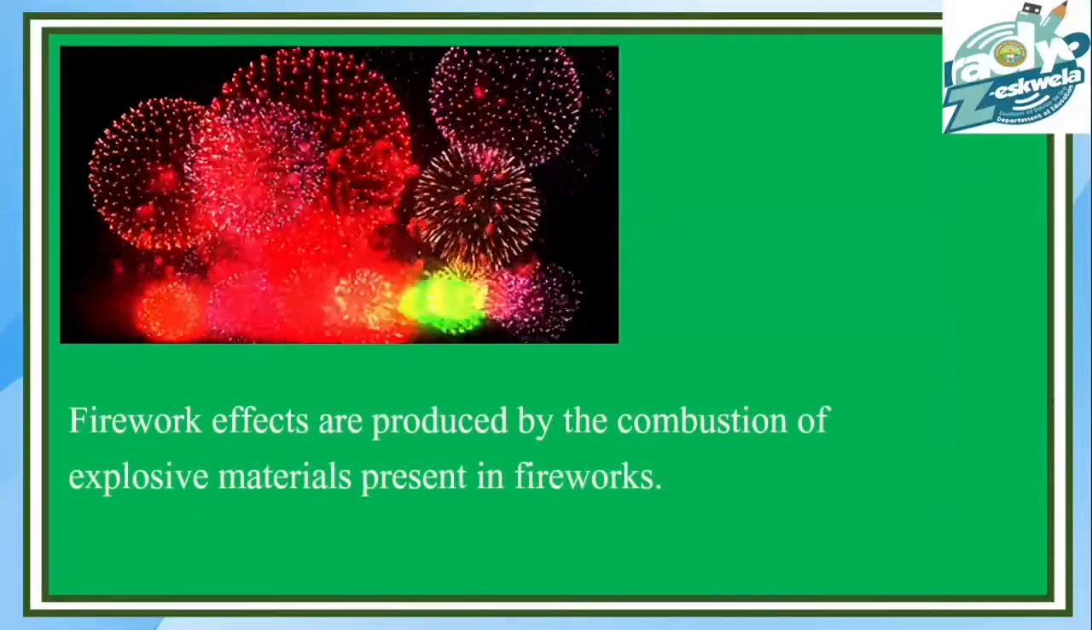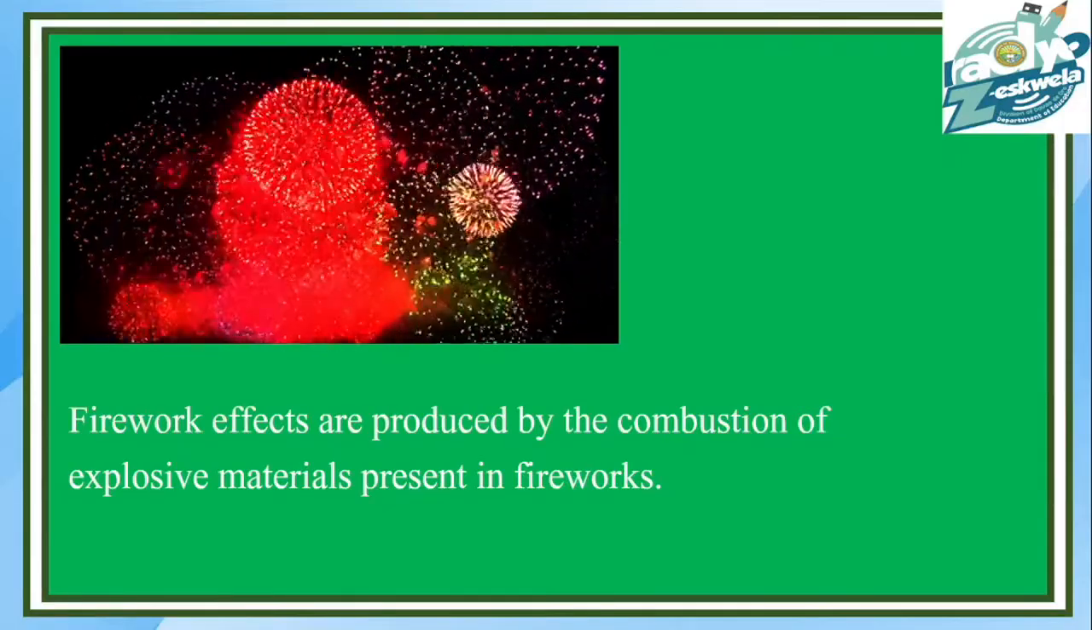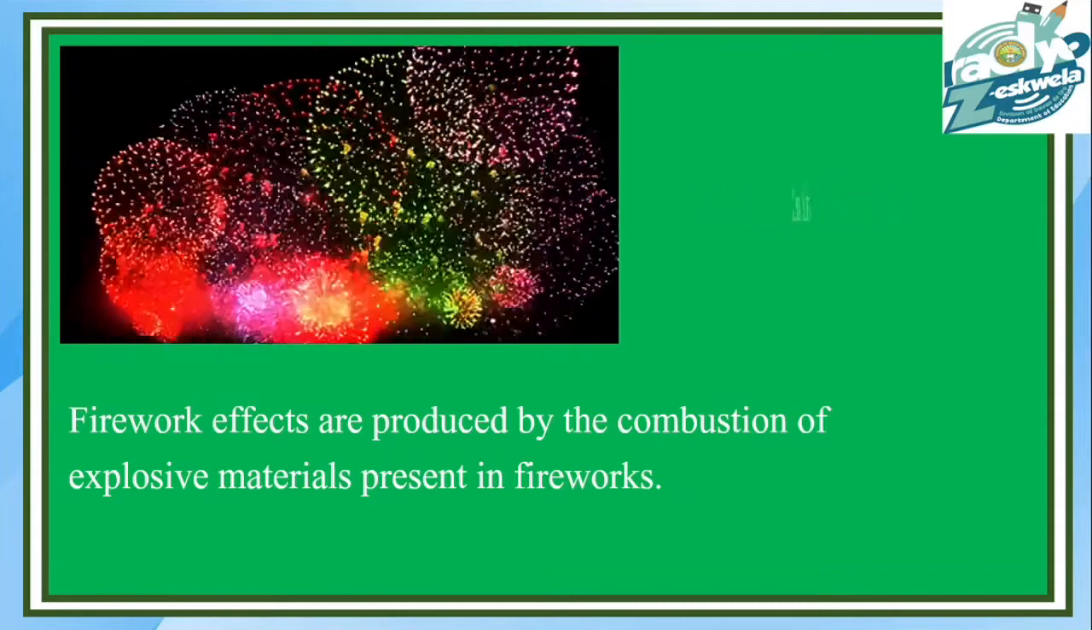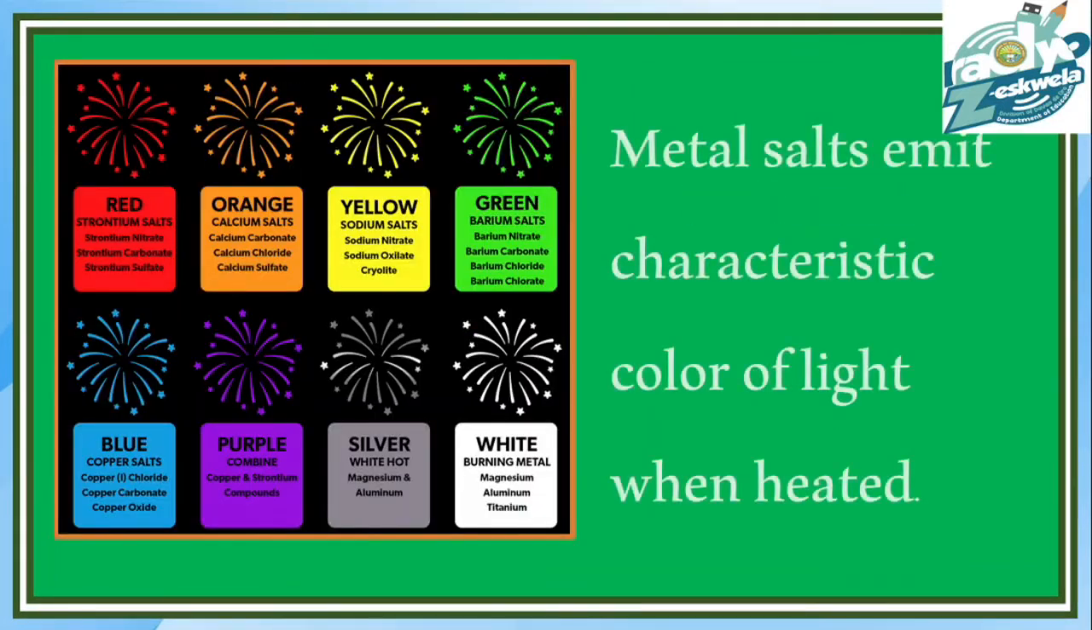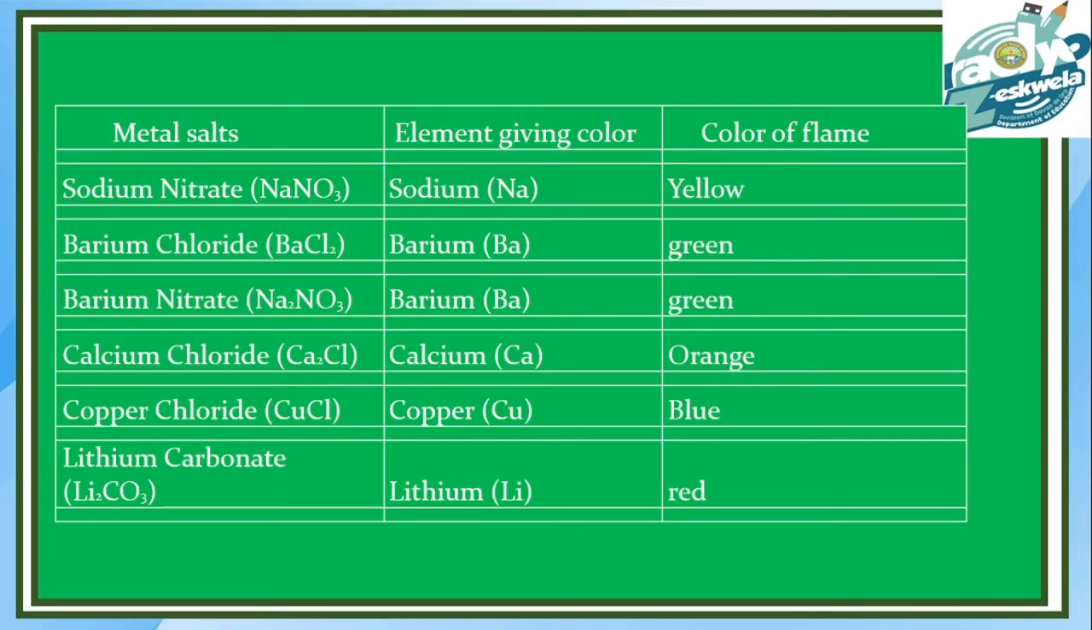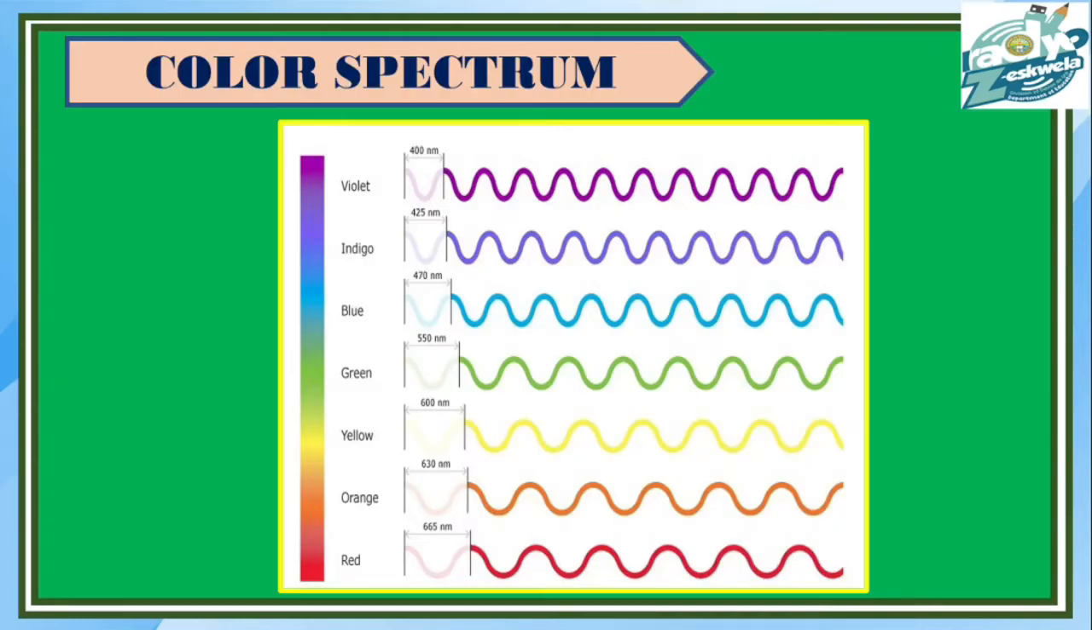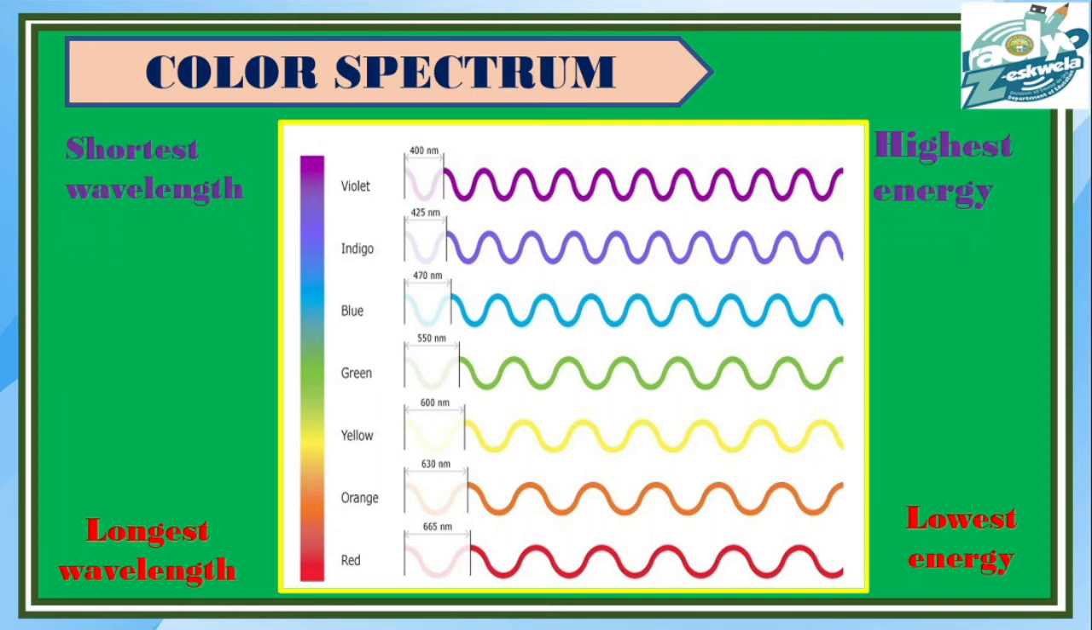Firework effects are produced by combustion of explosive materials present in fireworks. These explosive materials are also called metal salts. Metal salts emit characteristic color of light when heated. Some examples of these are shown in Table 1, page 4 in your module. In a color spectrum, each color of light has specific wavelength. Among the visible light, red color has the longest wavelength and has the lowest energy. Violet light has the shortest wavelength and has the highest energy.